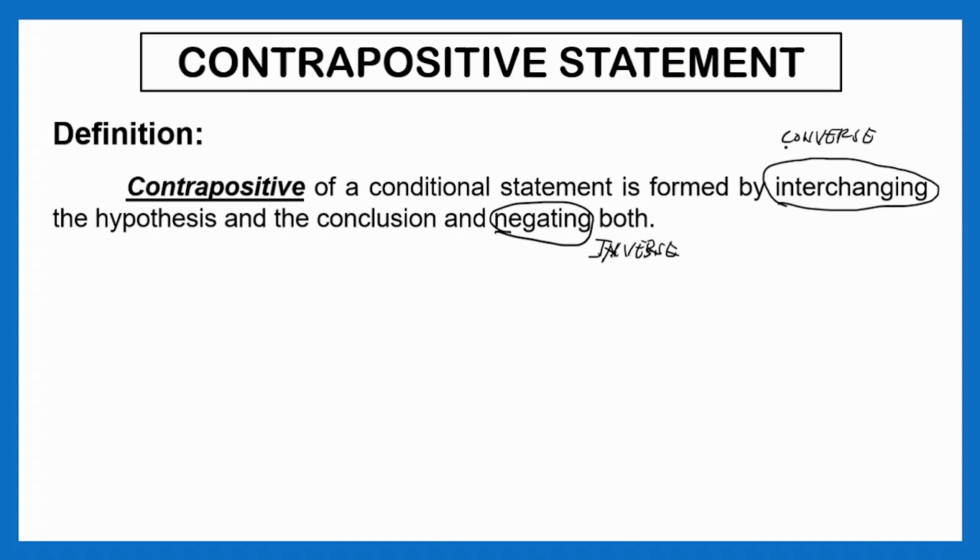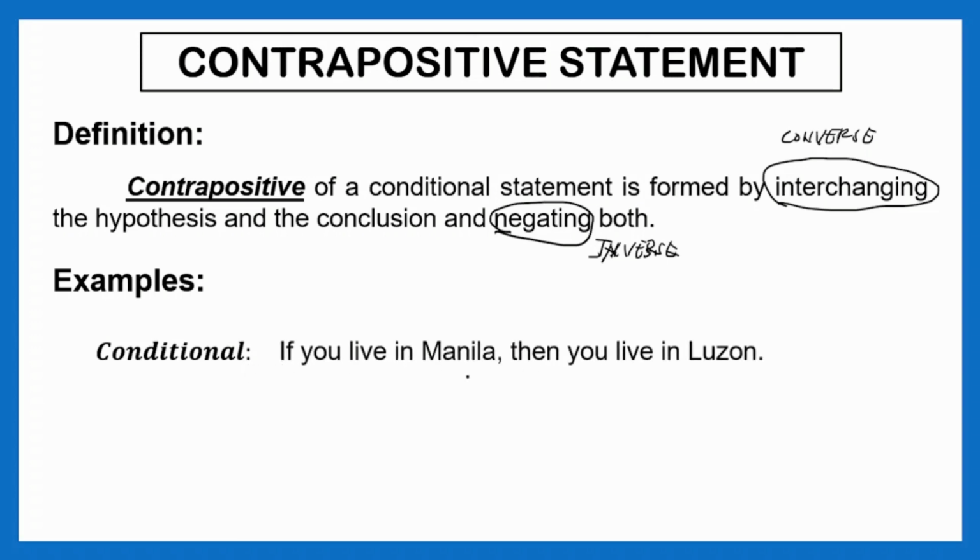Alright? So, ang una mo kasing gagawin sa conditional statement na given sa atin is, interchange, baliktarin mo muna. Then after that, saka mo siya i-negate. Right? So, how do we do that? Ito ulit yung given natin na conditional. If you live in Manila, then you live in Luzon. So, baliktarin mo muna. So, magiging ganyan yan. If you live in Luzon, baliktarin muna kasi interchange muna. Alright? Interchange muna. Then, you live in Manila.